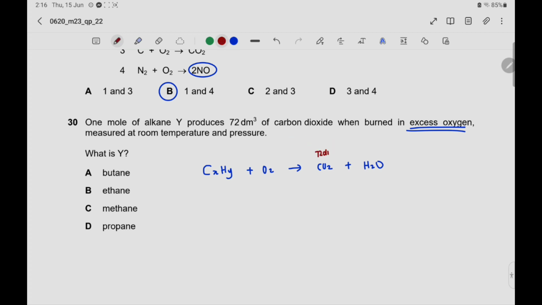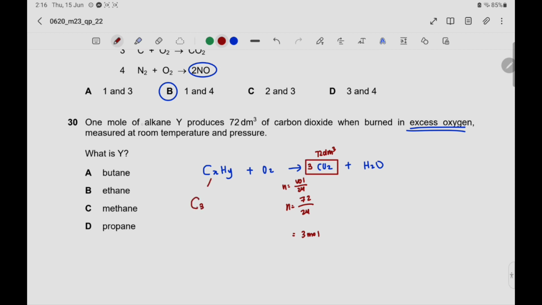72 dm³. I don't know the number of moles. It's 72 divided by 24, right? Remember, because number of moles equals volume of gas divided by 24, right? So I get 3 moles. Meaning to say, I actually need 3 carbon dioxide. So your carbon, you need to have 3.